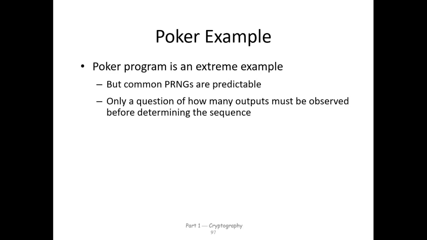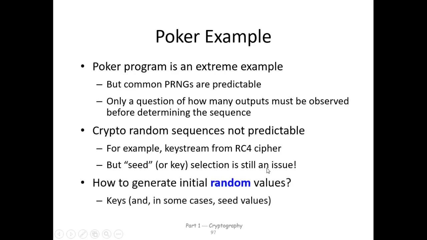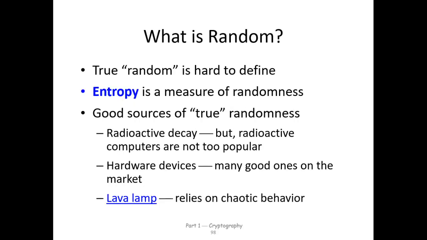The poker program is an extreme example, but common PRNGs are predictable. It is only a question of how many outputs must be observed before determining the sequence. Crypto random sequences are not predictable, for example the key stream from the RC4 cipher. But the seed here is a key, so don't be confused. Key selection is still an issue: how to generate initial random values, that is, keys and in some cases seed values.